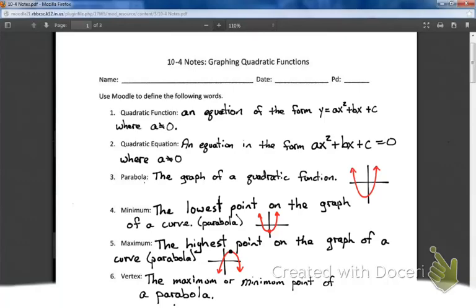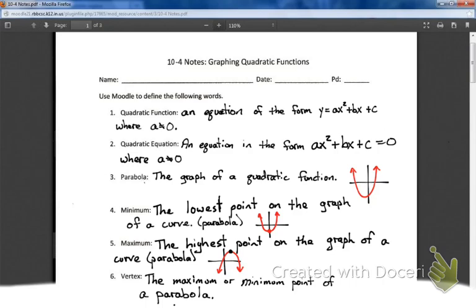Alright guys, this is the video lesson for 10.4, graphing quadratic functions. As you see here, there are a lot of definitions that we need to go over because there's lots of terms you will hear in this section that you need to be familiar with.